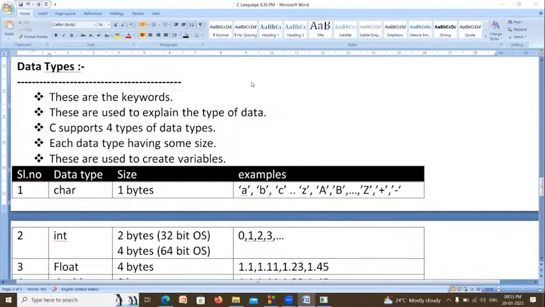That doubt was asked by Chaitanya, no? Chaitanya? Yes, 4 bytes is the size of integer. See, I have used a 32-bit operating system also, and I am using a 64-bit operating system also. At the time of the 32-bit operating system, the size of integer is only 2 bytes. Clear?